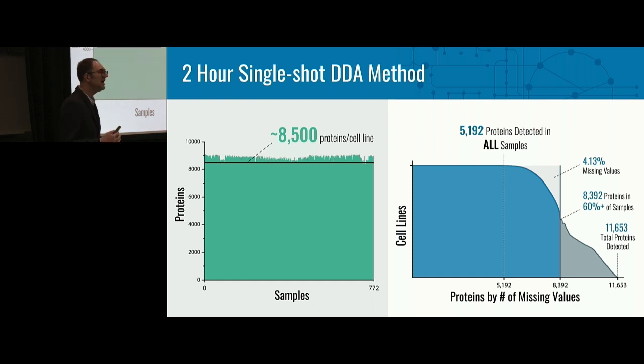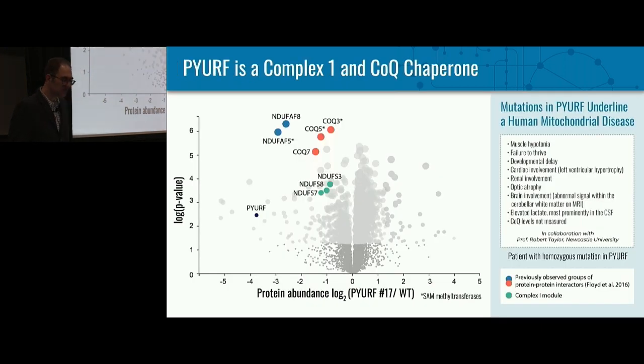So the data was good and pretty high quality, and we're able to find new biology. It's not the point of this talk, but just to say, in this case, we figured out this gene is part of complex 1 and a CoQ chaperone, and we're able to connect it to human disease, and we made many other insights from that particular data set. So that's kind of where I was at with how to do proteomics.